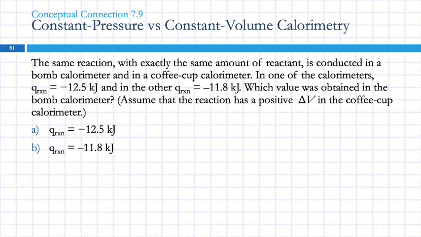Here's another one. This is conceptual. We'll see. Same reaction, same amount of reactant. So we're conducting this in a bomb calorimeter and in a coffee cup calorimeter. In one of the calorimeters, Q for the reaction is negative 12.5 kilojoules, and in the other, Q is negative 11.8 kilojoules. Which value was obtained in the bomb calorimeter?